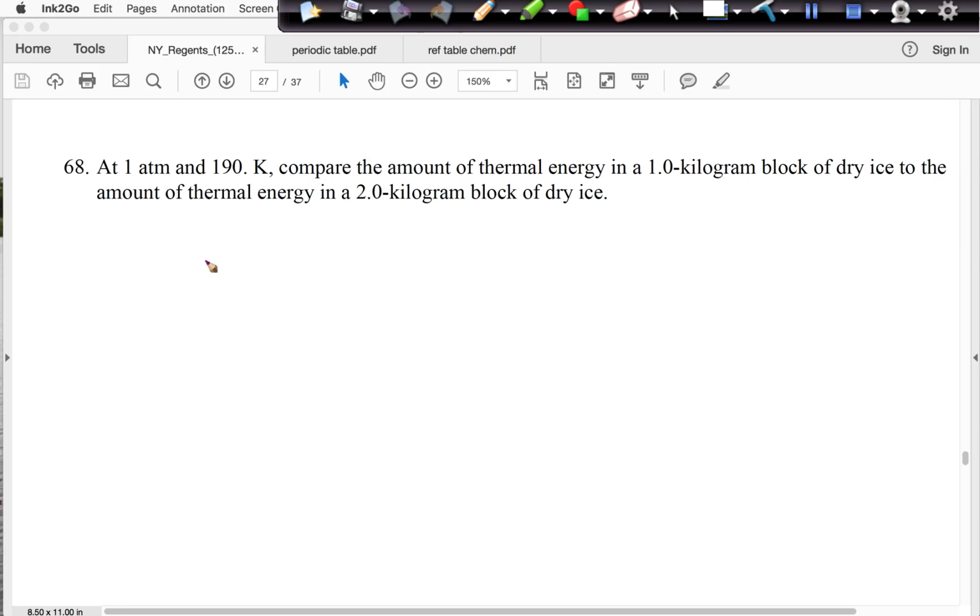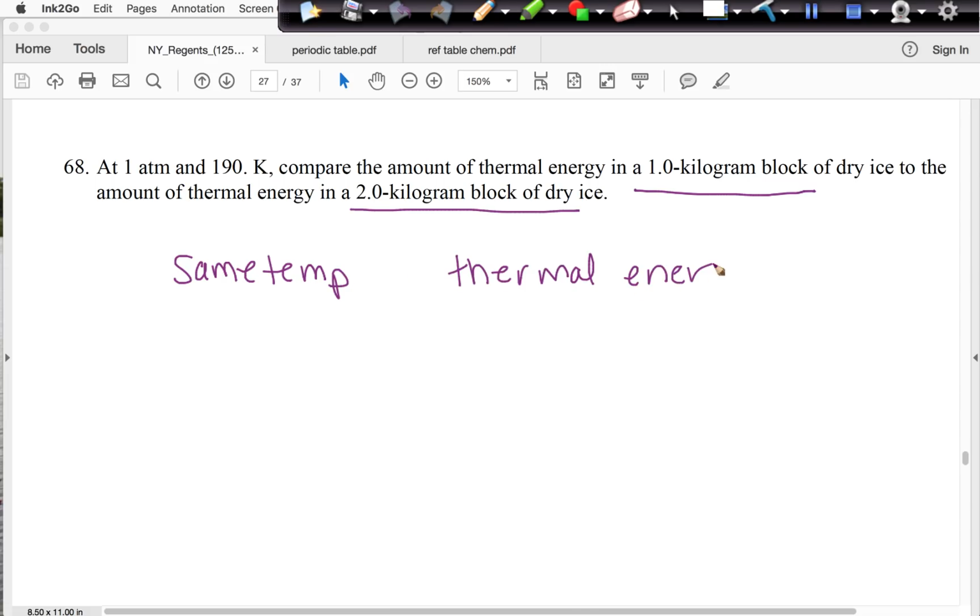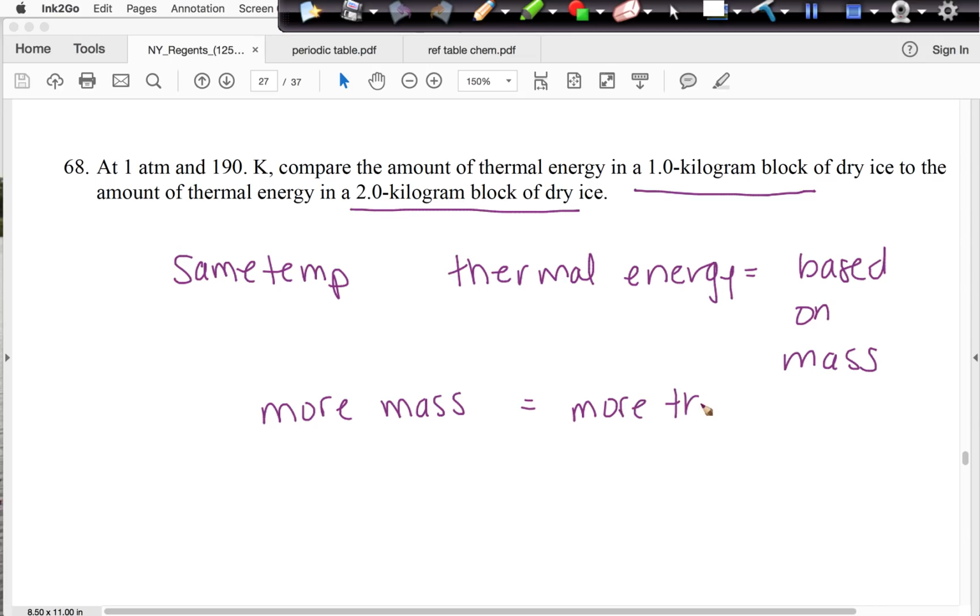At 1 atmosphere and 190 Kelvin, compare the amount of thermal energy in a 1 kilogram block of dry ice to a 2 kilogram block of dry ice. So they're both at the same temperature. If they're at the same temperature, thermal energy is based on mass. More mass has more thermal energy because they're at the same temperature.